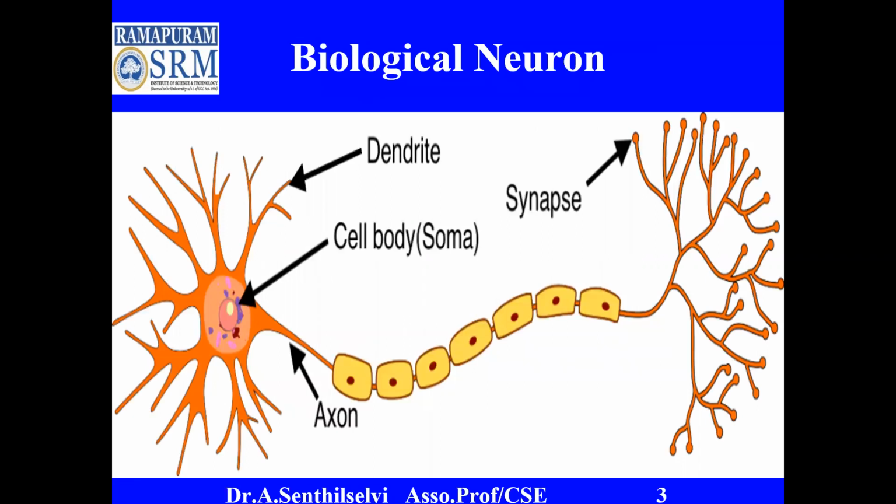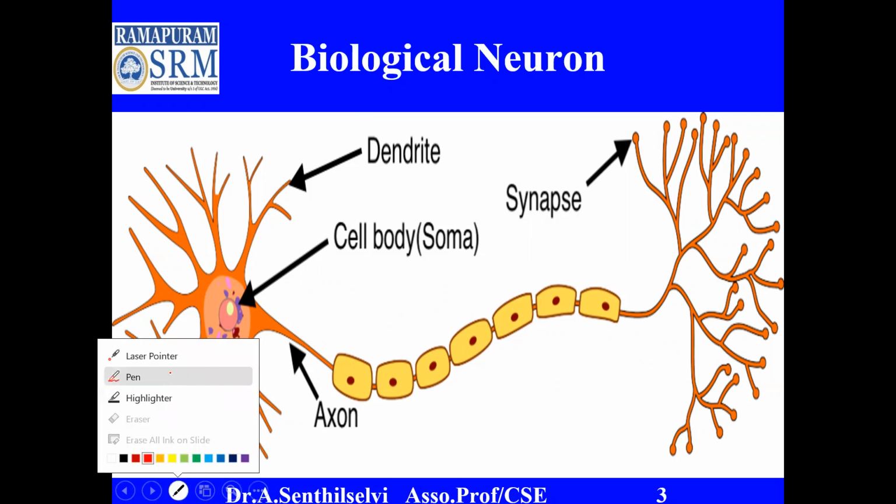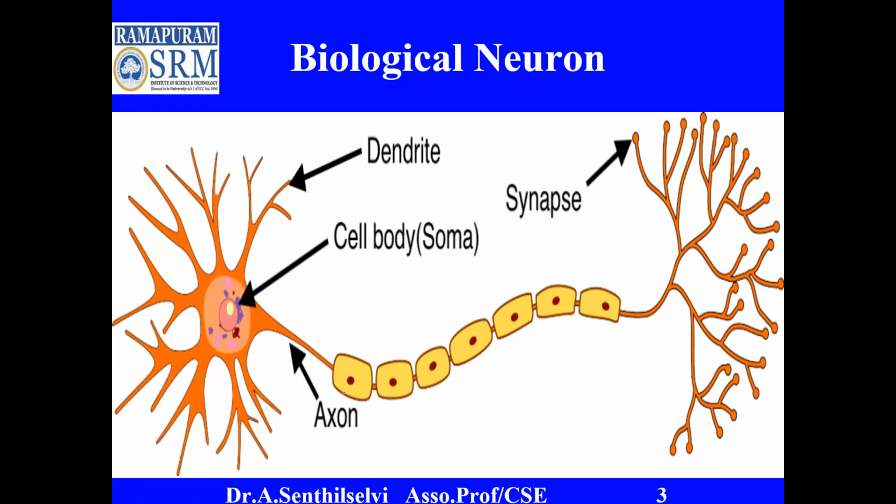A biological neuron consists of four important parts: dendrite, soma, axon, and synapse. Dendrite will receive information from the environment, soma processes that received information, and axon will produce the output, and the synapse will act as an interconnect between more than one neuron.